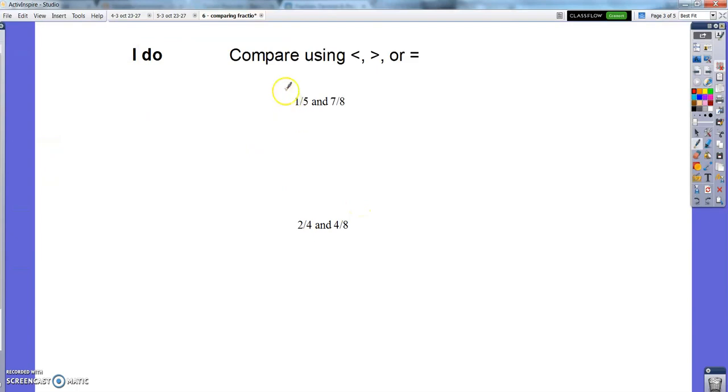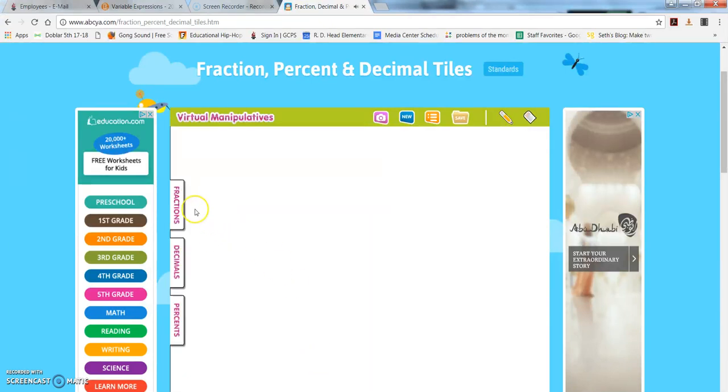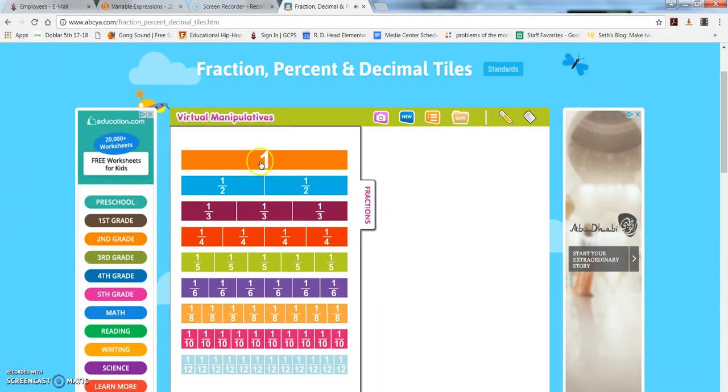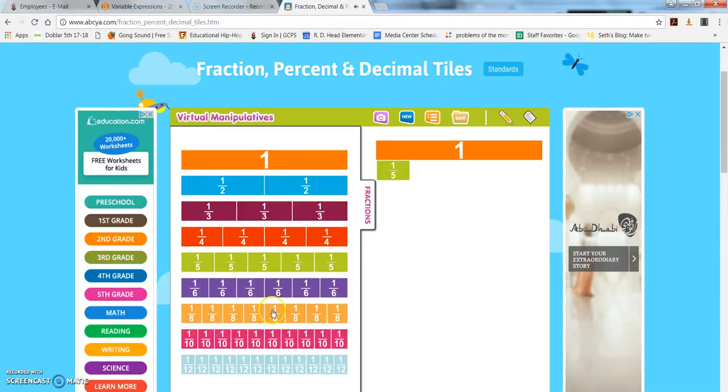So let's compare these two fractions, 1/5 and 7/8. Let's decide which one is greater or less than the other. All right. So why don't I start with fraction bars? I've got that opened up. So to check, remember when I use my fraction bars or circles, I like to use 1. And I want to know if 1/5 is greater than or less than 7/8. So here we go.